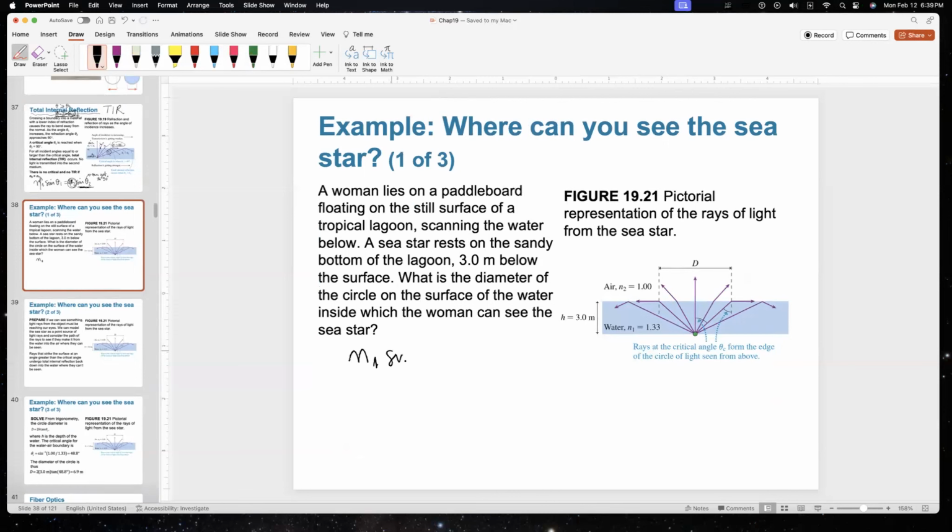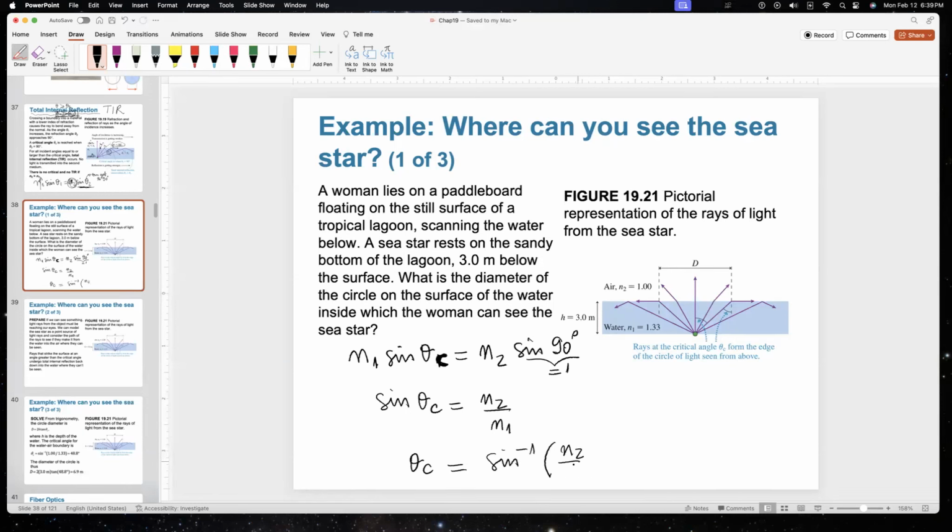So n1 sine of theta 1 will be equal to n2 sine of theta 2. And now this theta 1 will be the theta critical when this is the sine of 90 degrees. So the sine of theta critical is then going to be n2 divided by n1, since the sine of 90 degrees we know is 1. Or in other words, theta critical is the inverse sine function of n2 divided by n1.